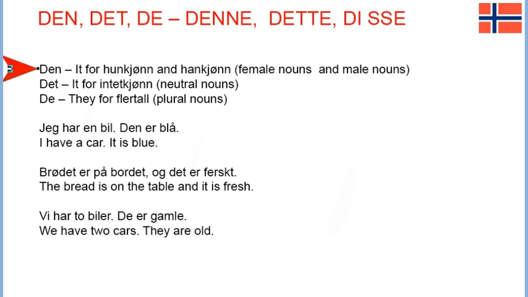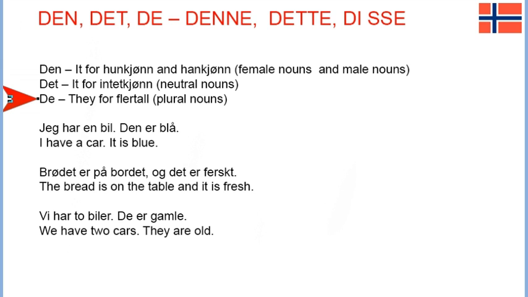From the nouns, there are several conjugations that will follow, and here we will start with the Norwegian word for it. You will see den, which is it for male and female nouns, for hunden, hannen. Det is the meaning it for neutral nouns, and de is for plural nouns.